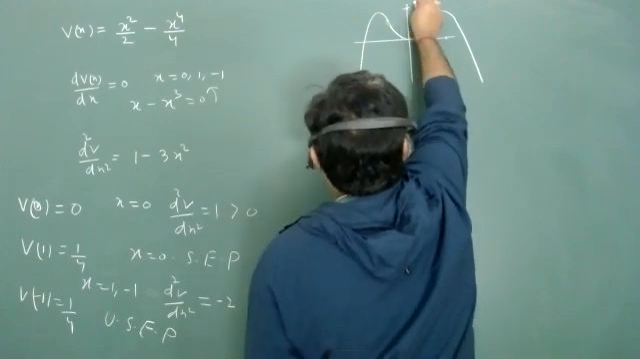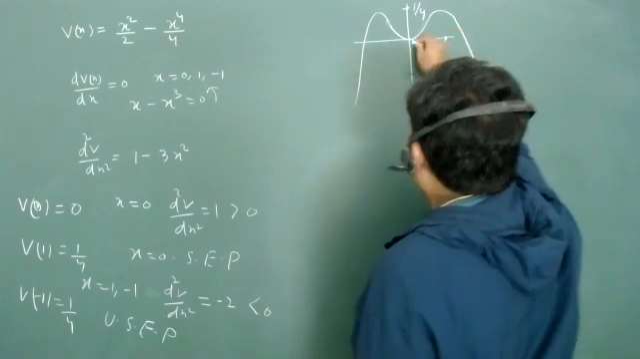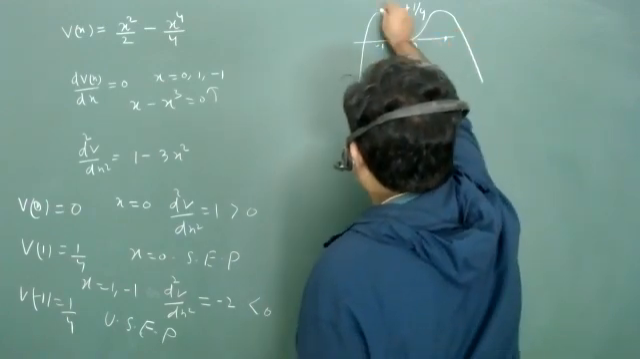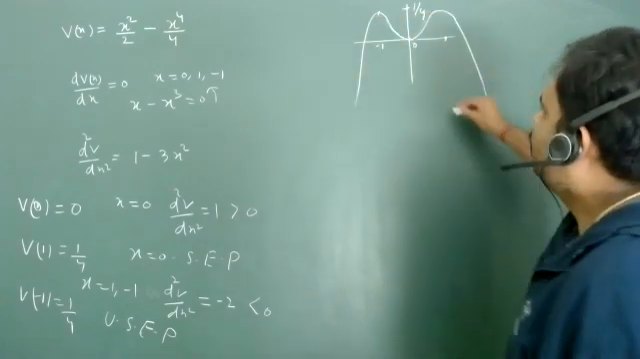And this value is what? 1/4. So this value is 1, 0, and -1. Okay, this value is 1/4. So everybody is going to appreciate this curve.